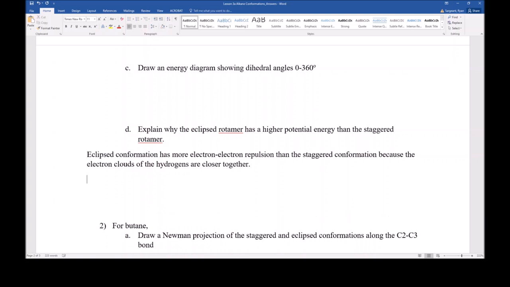And this specific type of strain, anytime that you have eclipsed strain in a Newman projection, is equal to torsional strain. So that's how we use that term. When is there torsional strain? Well, there's torsional strain whenever it's not staggered. So if you have eclipsed strain, that's the same thing as talking about torsional strain.